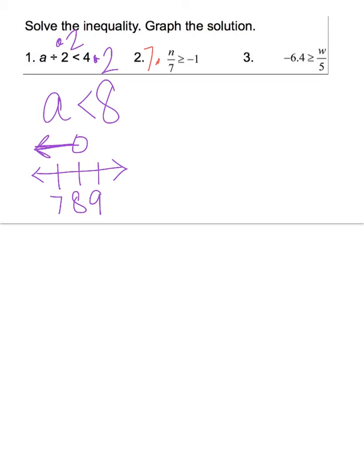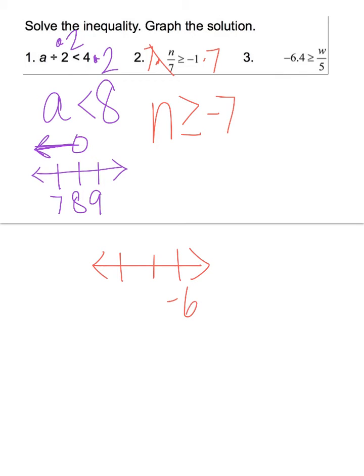So you should have multiplied both sides by 7. And I get n is greater than or equal to -7. I do not flip the sign because I did not multiply by a negative number. So my graph looks like this. I'm going to have a closed circle shaded to the right.